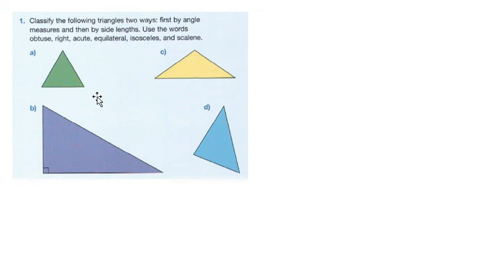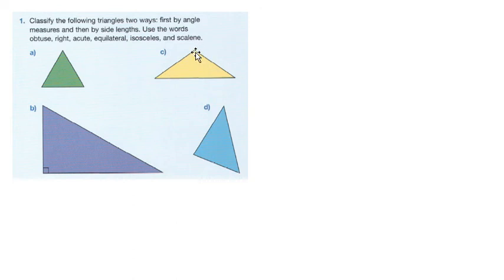Let's go to B. We can see from these measurements, this is one right angle right here. That makes it a right angle triangle. And we also know that the three side lengths are all different. That makes it a scalene triangle as well. The side lengths are different, which then means all the angle lengths are different. Let's look at C up here.